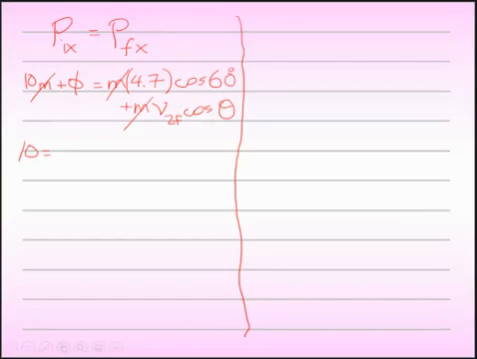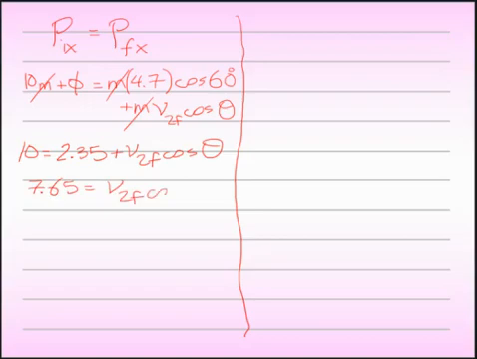So 10 equals 4.7 times cosine of 60, which is 4.7 times half. What's half of 4.7? 2.35. So 2.35 plus v2f cosine of theta. How can I simplify this? I'm just going to make the 2.35 come this way. What's 10 minus 2.35? 7.65. So 7.65 equals v2f cosine of theta. And that's my first equation.